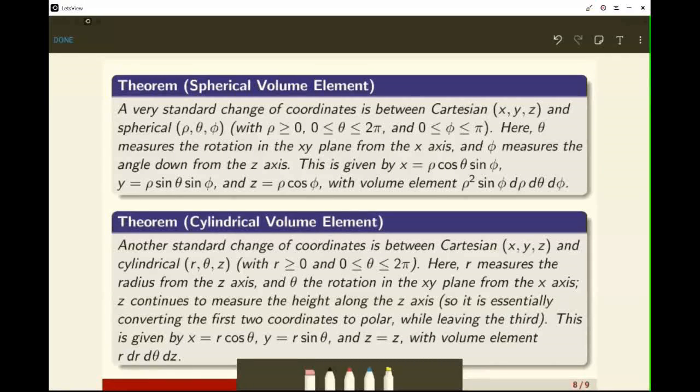And so these are both changes of coordinates where you should remember the formulas for what x, y, and z are and what the volume elements are for them, and they'll often simplify computations that have spherical geometry, or that have polar geometry in one of their planes.